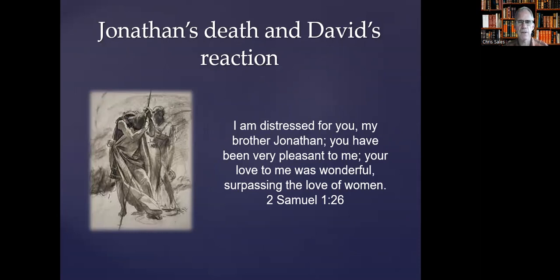And there's this well-known passage at the end of his song, really, that he sings. He says, "I am distressed for you, my brother Jonathan, for you have been very pleasant to me. Your love was wonderful, surpassing the love of women." 2 Samuel 1:26. What does that mean? It's because it wasn't just a physical love. It wasn't natural. It was a spiritual love. There was something intangible. He couldn't even express it as he's sobbing and weeping.